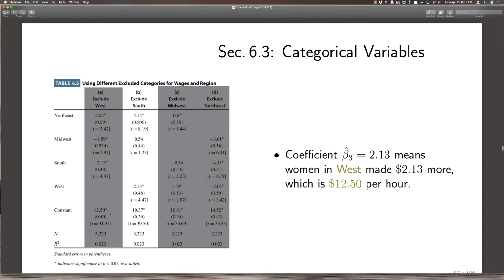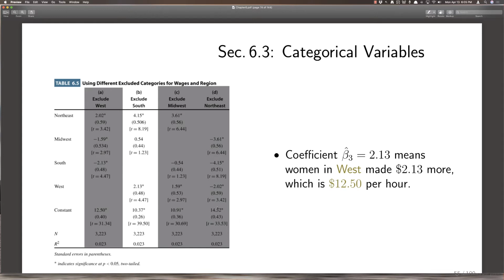Here I add 12.50. Well, I don't add it to anything. I see that that is the value for the average wages for people in the West. Here I add the intercept, which is the average for the South, to the West. Here I would add the intercept, which is the average wages for people in the Midwest. Notice that's the omitted. To the West, I still get 12.50.